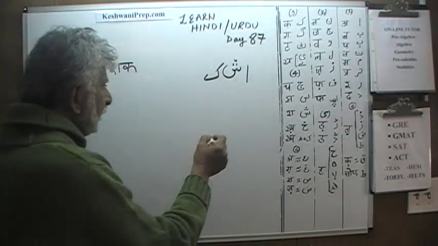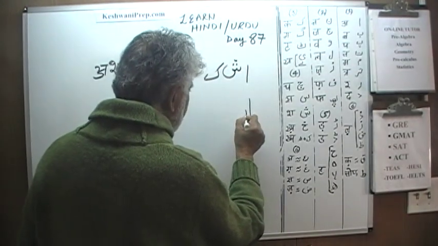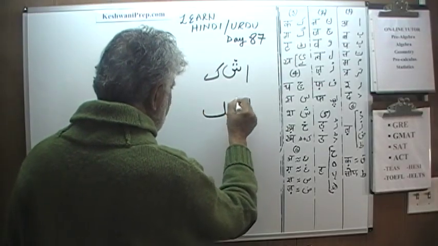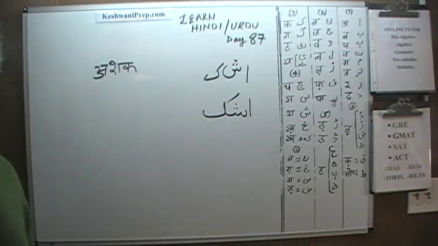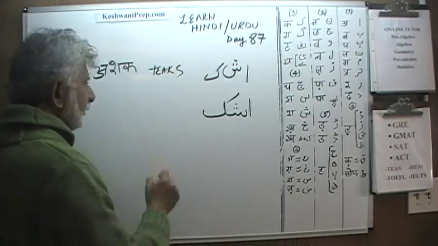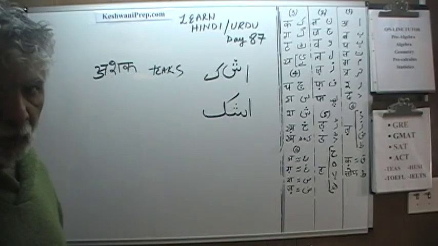Let's put them together. So here's the alif, then the 2 loops for the sh, then we have to make 1 more loop to join the k. And that reads ashk. Ashk means tears. Tear or tears. Let's learn one more word, shall we?